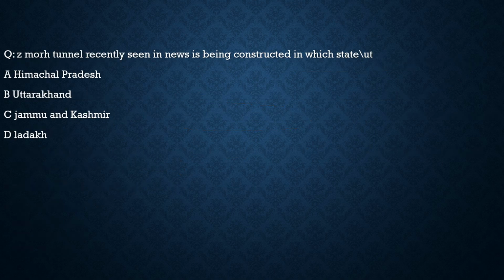Here the question is direct, as we discussed in the news analysis, in the first slide. It says the Zojila Tunnel, recently seen in news, is being constructed in which state or UT? Is it Himachal Pradesh? No. Is it Uttarakhand? No. Is it Ladakh? No. It is definitely Jammu and Kashmir. It connects the Srinagar region to the Sonmarg region, which finally connects Srinagar to the Ladakh region. So with respect to this question, the correct option is C. With this, let's move to another question and try to solve.